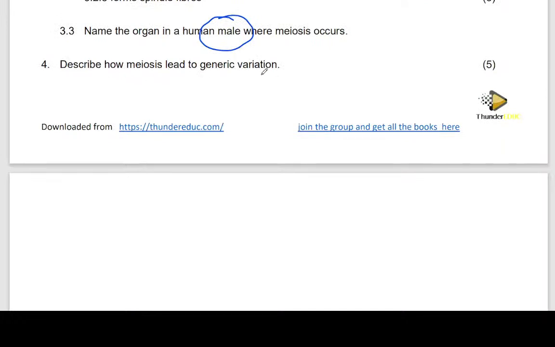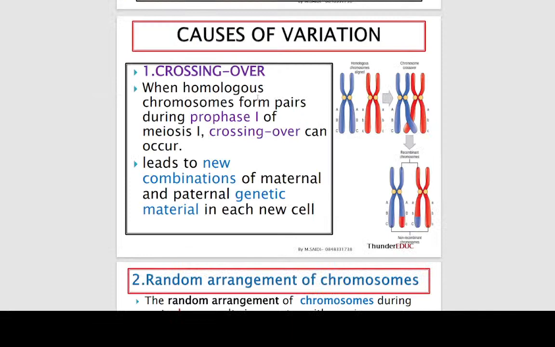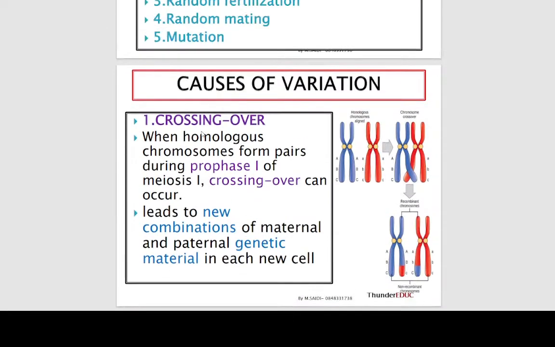So how does meiosis lead to genetic variation? What you need to describe is this crossing over. Talk about when it occurs. When does it occur?